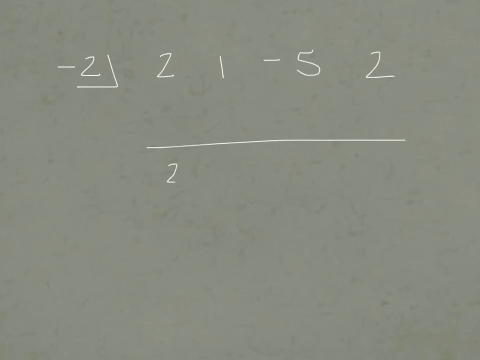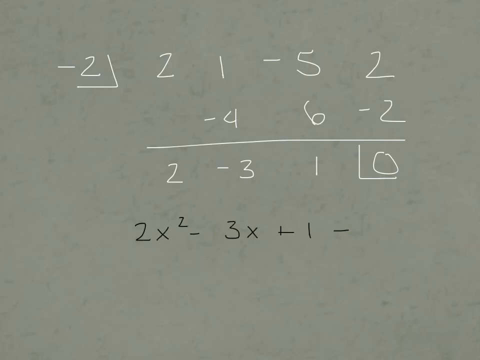Bring down your first term. -2 times 2. 1 plus -4. -2 times -3. -5 plus 6. -2 times 1. Add them, you get 0. Is it a factor? Yes, -2 is an x-intercept. So let's go ahead and depress it. So I get 2x squared minus 3x plus 1 equals 0.